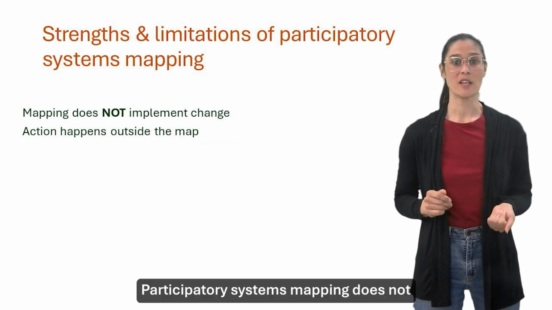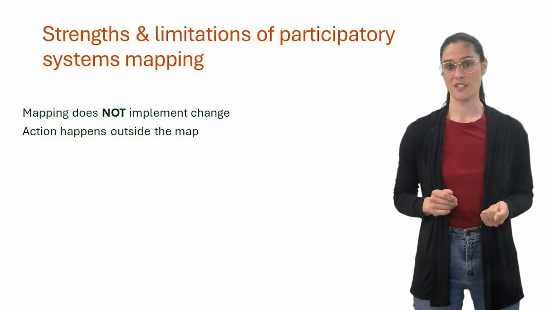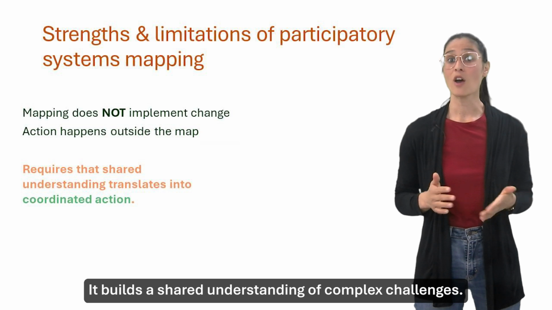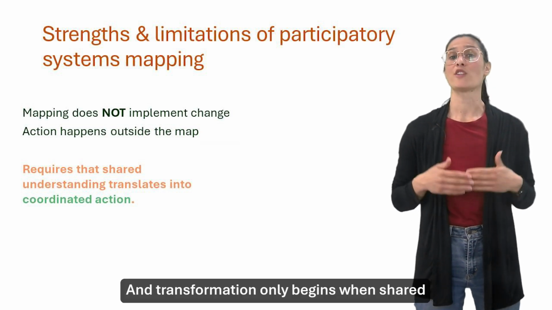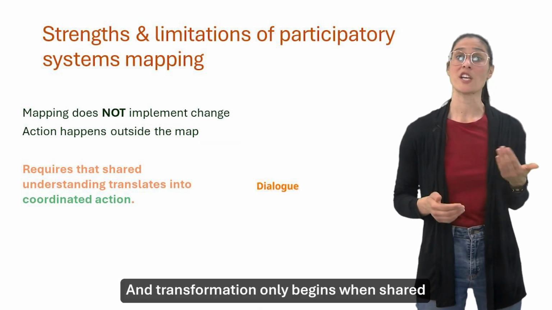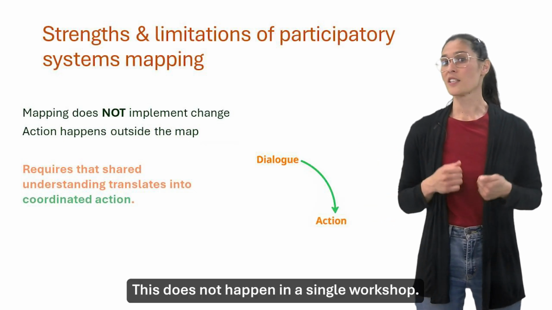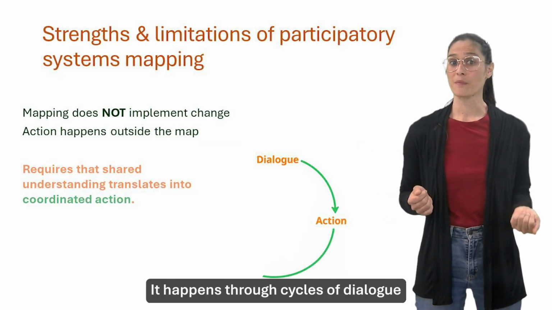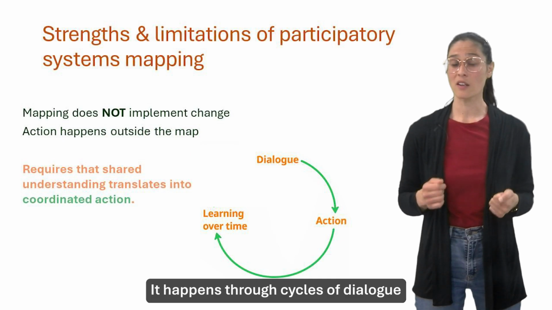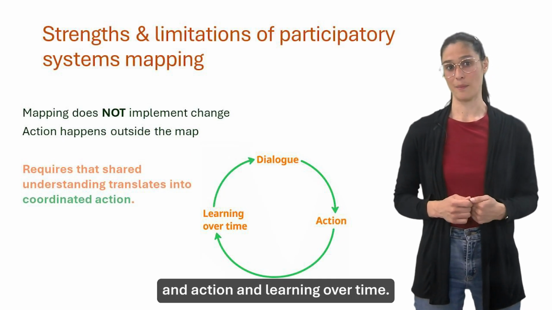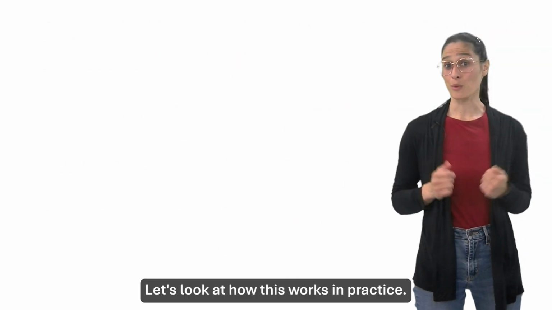Participatory systems mapping does not by itself create change. It builds a shared understanding of complex challenges. And transformation only begins when shared understanding translates into coordinated action. This does not happen in a single workshop. It happens through cycles of dialogue, action, and learning over time. Let's look at how this works in practice.